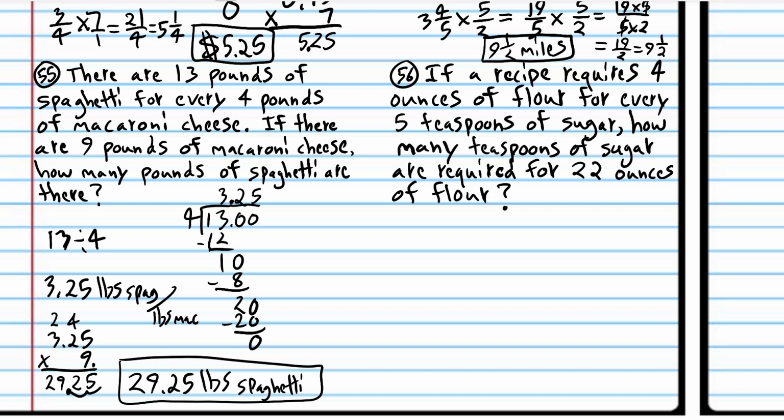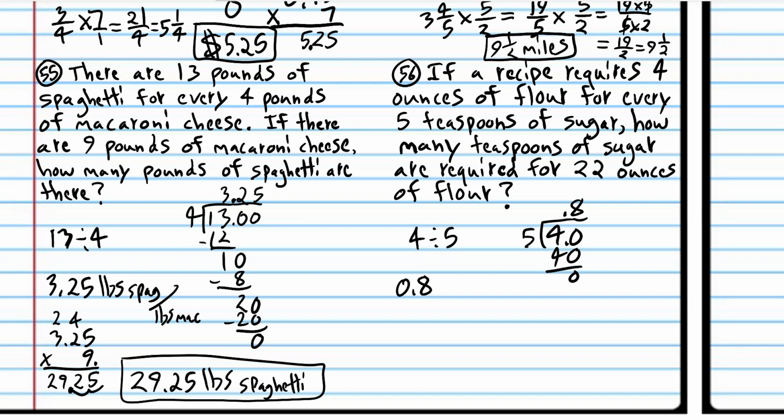All right, we're back. 4 divided by 5. So we're going to use long division. Bring decimal straight up. So we have 0.8 ounces of flour for every 1 teaspoon of sugar. That's the unit rate. Now again, you could just write the unit rate as 4 over 5. That's another option. But we're just going to use a decimal now.